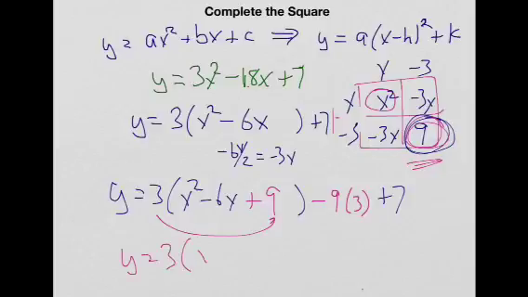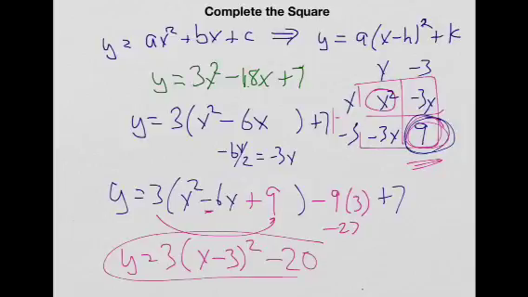But we're going to get this as x. Now since this was minus, it's going to be minus 3 squared. 9 times 3 is 27, so we have a minus 27 plus 7, so we're going to get minus 20. And our final answer is 3 times x minus 3 squared minus 20. Again, started off with 3x squared, ended up with 3 times the quantity squared. We need that. That has to work.